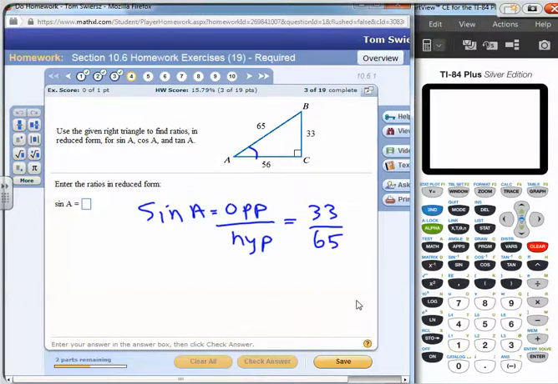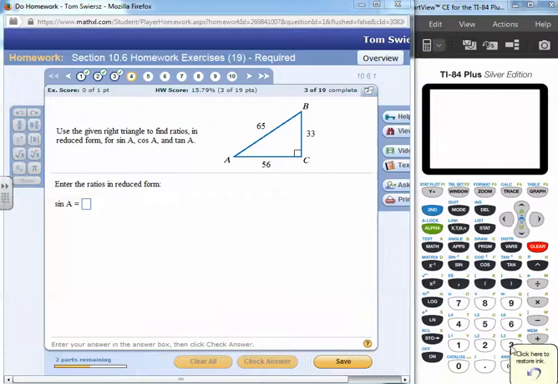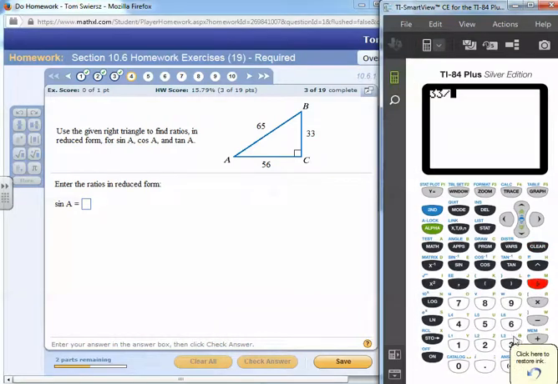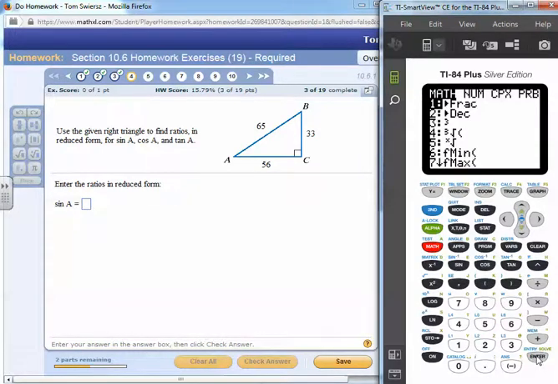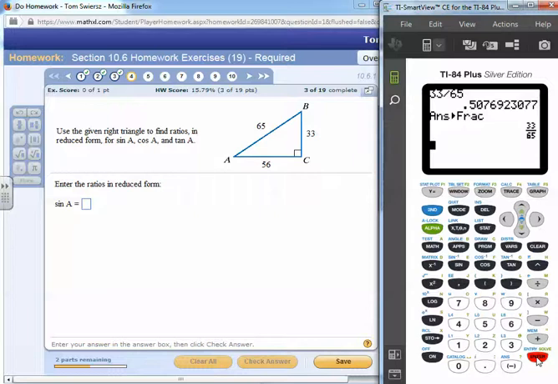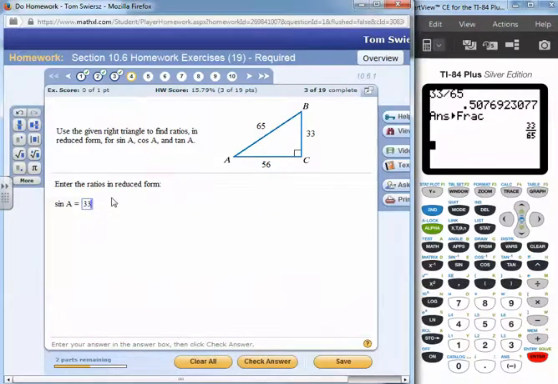33, let's do 33 divided by 65, enter, and then go back to hit the math key, and then hit enter twice and get a fraction, and nothing reduces, so it's simply 33 over 65.